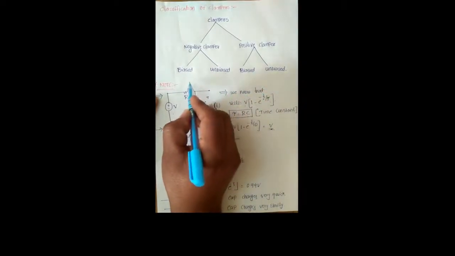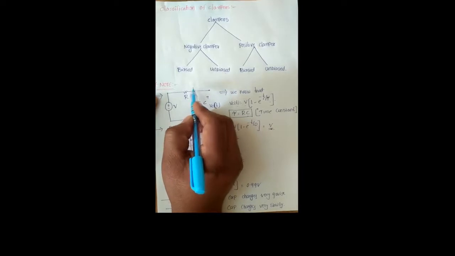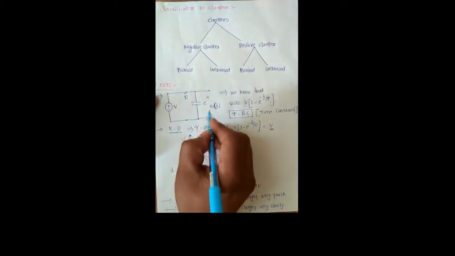Now we discuss some important points about the capacitor. For example, here we consider one circuit, consisting of the voltage source, capacitor, and a resistor. Now our doubt is how much time is required for the capacitor to store the maximum input voltage.